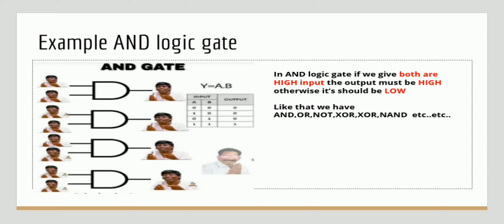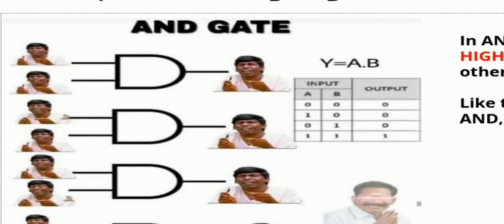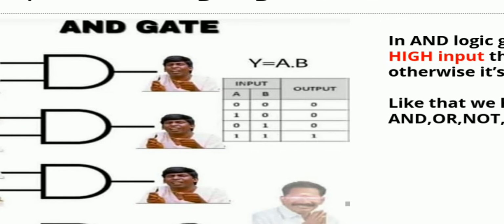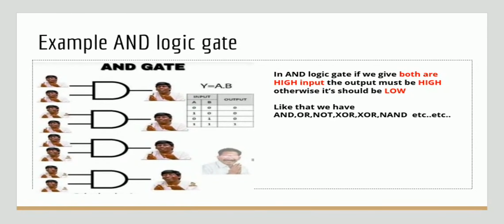Let's talk about an example. Take this AND gate. In this AND gate, there are four possibilities: 0 0, 1 0, 0 1, 1 1. There are four kinds of possibilities, but only when both inputs are 1 should the output be 1. Otherwise it should be 0. In this condition the AND gate will work. So there are n number of conditions for individual gates also.